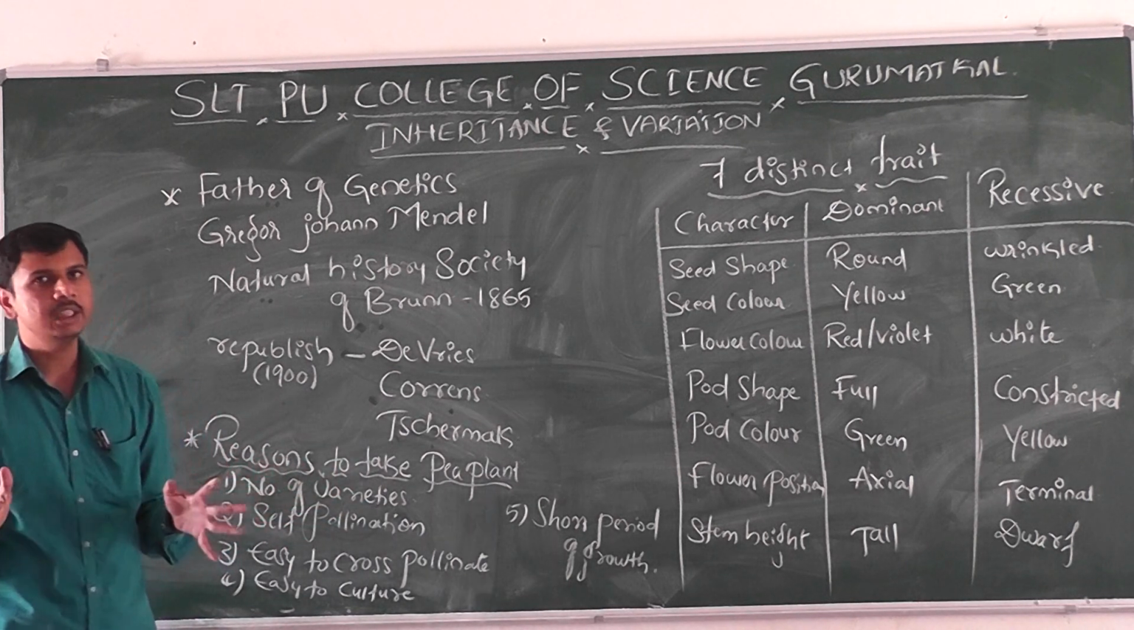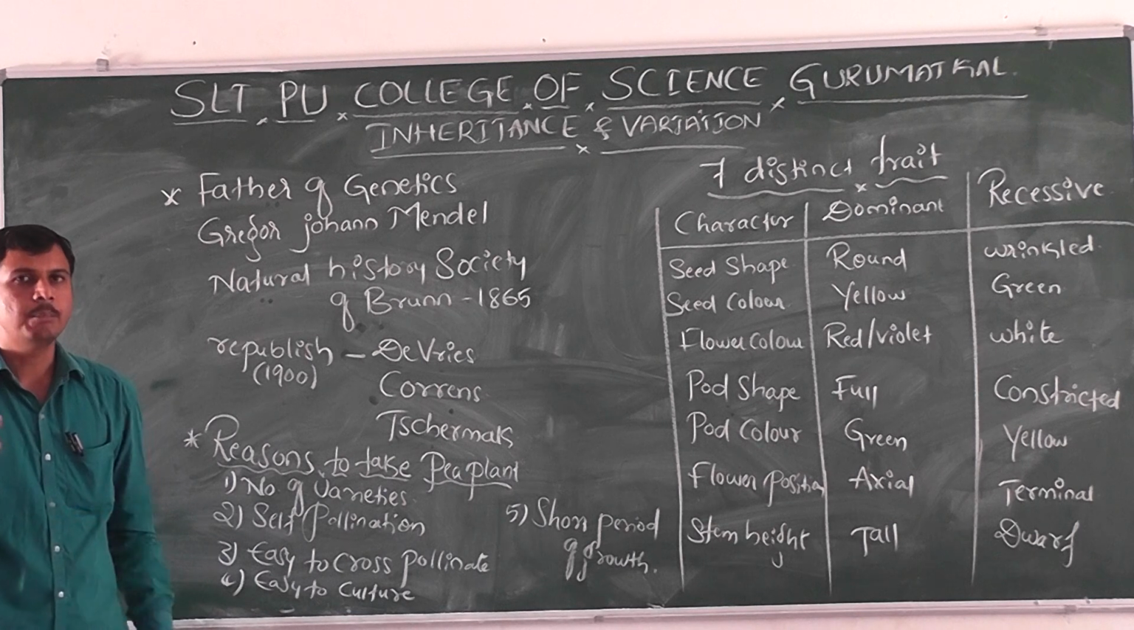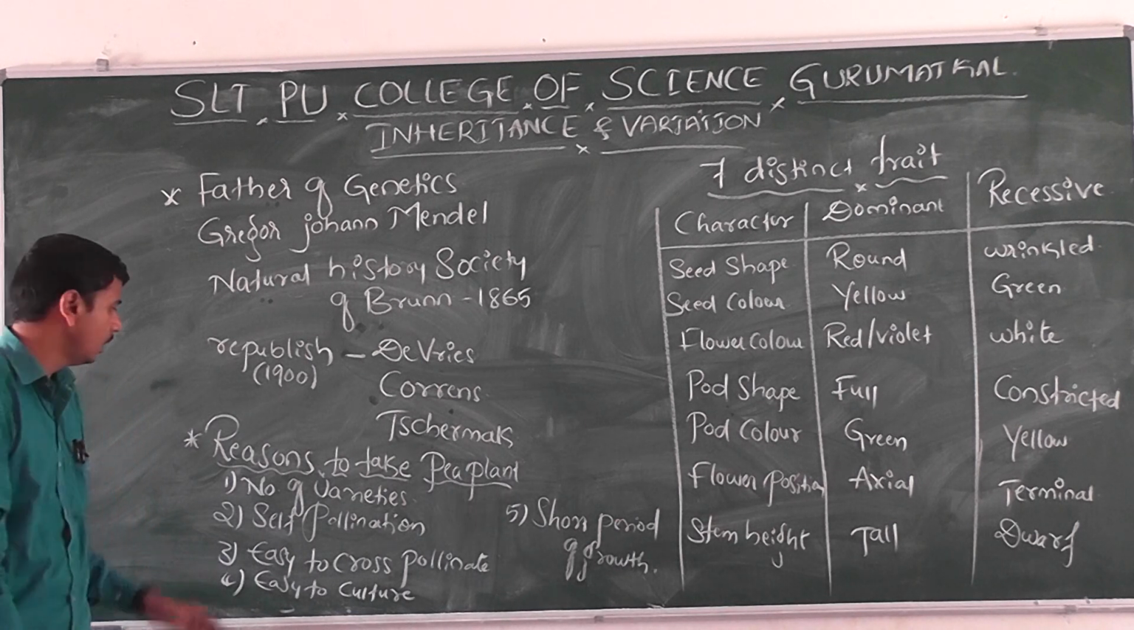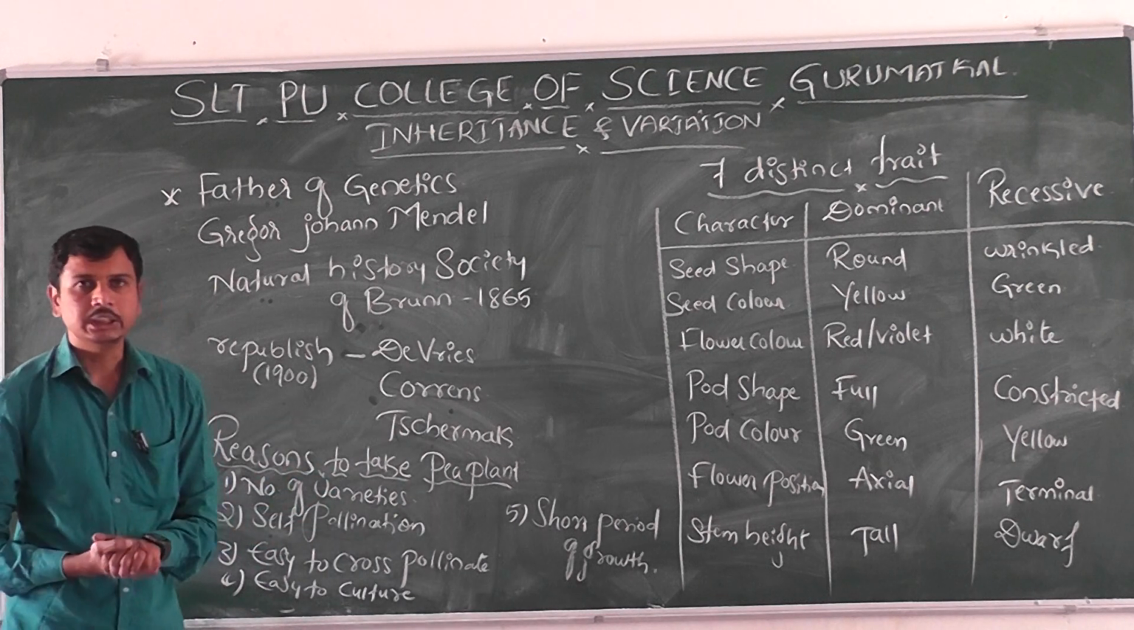Different types of varieties are present. That was the main reason he took the pea plant for the experiment. Okay. So next one, self-pollination.